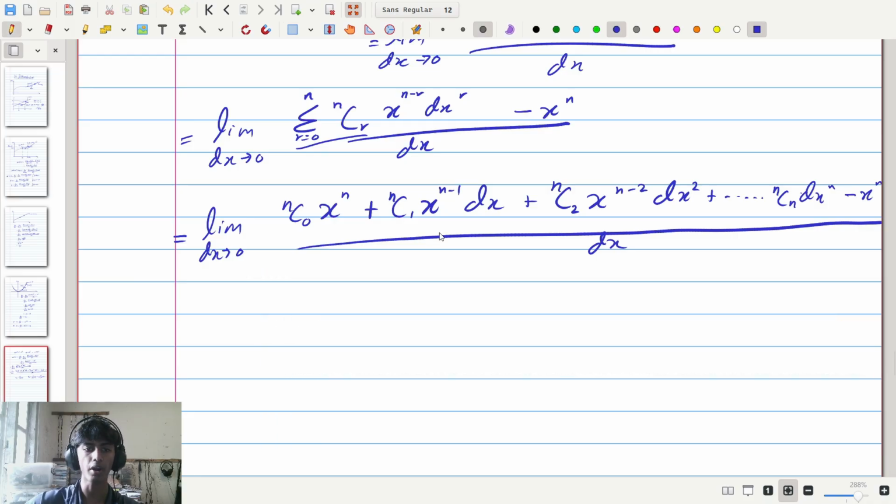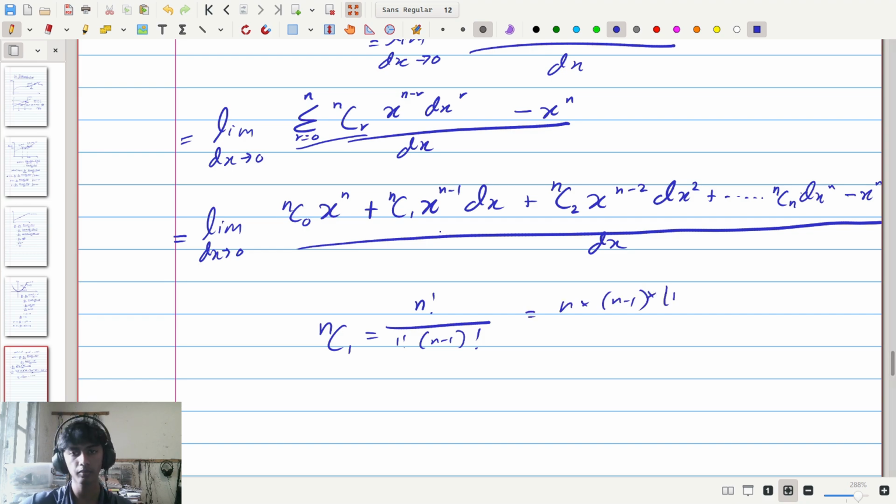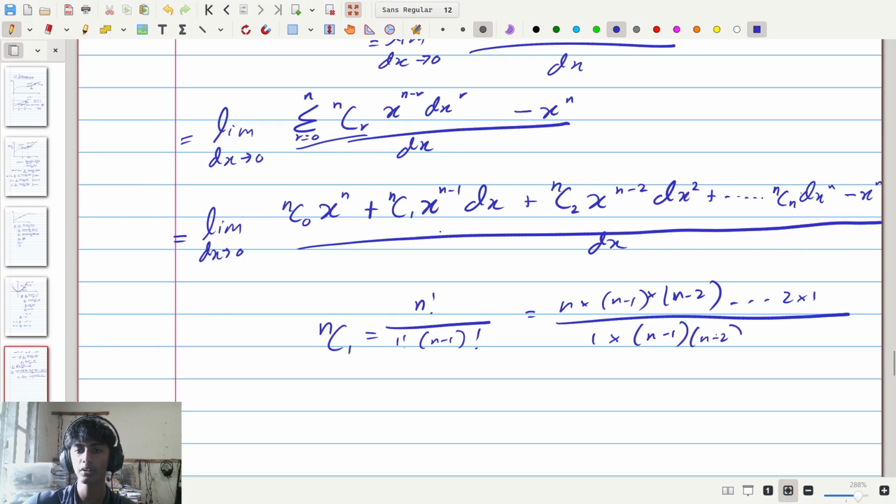How about n choose 1? Well, n choose 1 would be n factorial divided by 1 factorial times n minus 1 factorial. Here what we have is n times n minus 1 times n minus 2 all the way down to 2 times 1. On the bottom what we have is 1 times 1 factorial is 1, and then we have n minus 1 times n minus 2 all the way down to 2 times 1. Cancelling all of the terms from the top and bottom, we can see all of this stuff cancels, and all we are left with is simply n. So n choose 1 is equal to n.